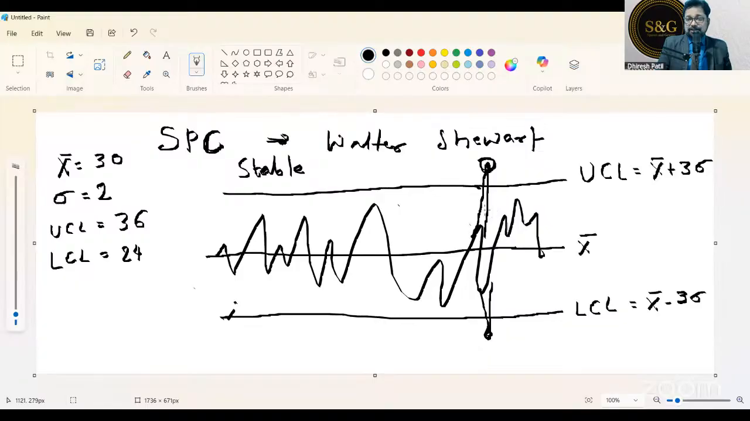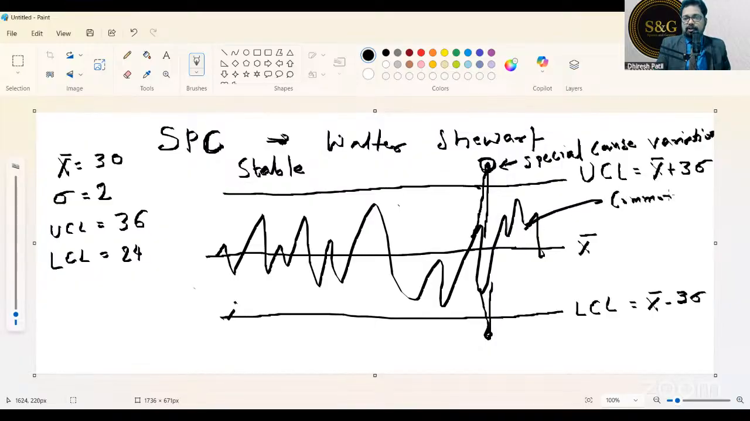Now, this is called special cause variation. Make a note of this. I'll give you a practical example. Special cause variation. And any variation which is running within the band as well, right? This variation is called common cause variation. Make a note of this. Common cause variation. I will explain. Just make a note of this. Just make a drawing.